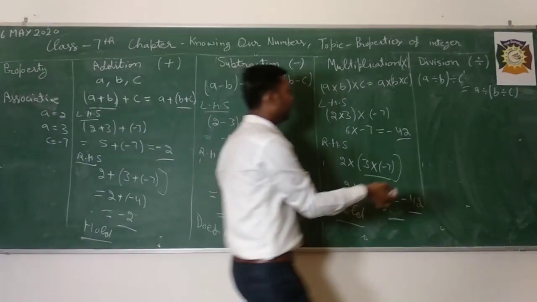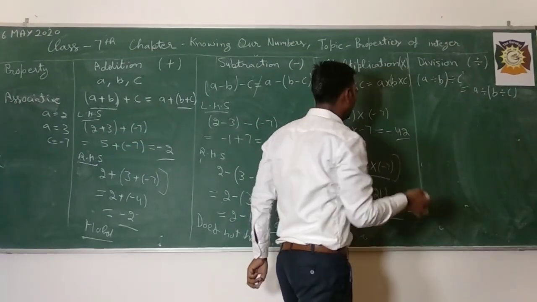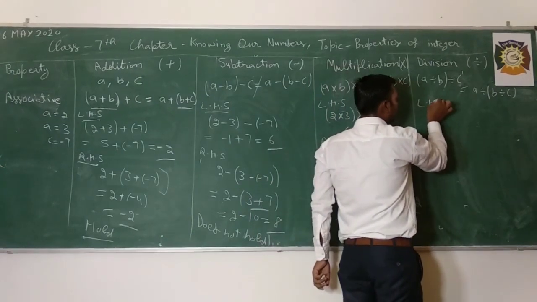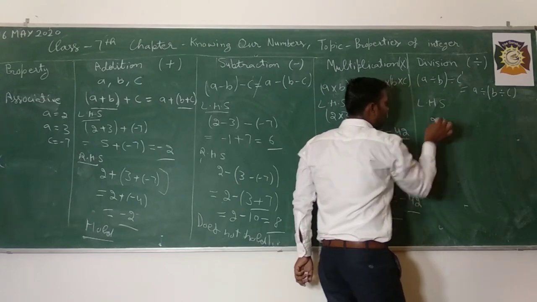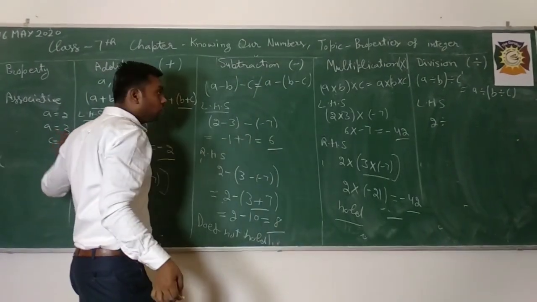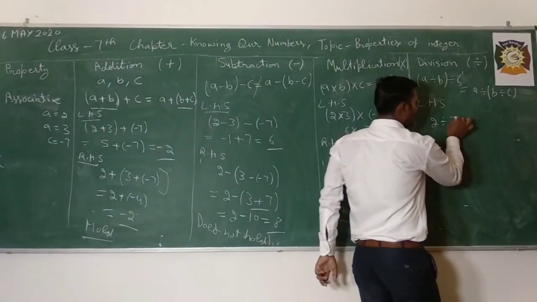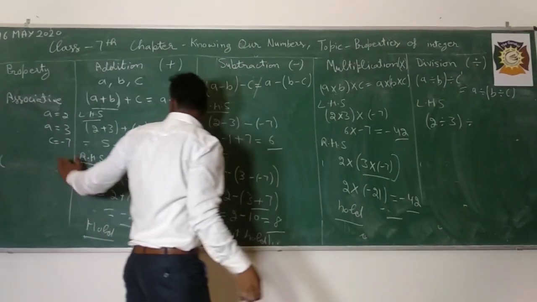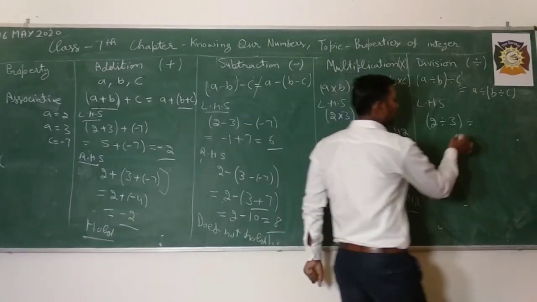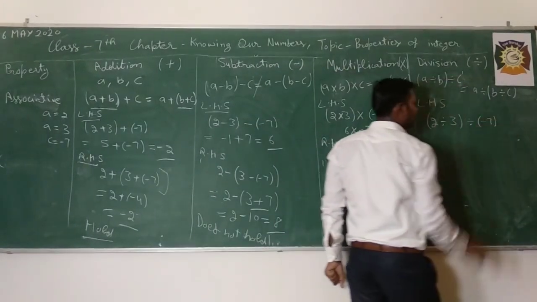Take the same example. Put A equal to 2. Left hand side, A equal to 2, divided by B equal to 3. Next, divide by C, C equal to minus 7.